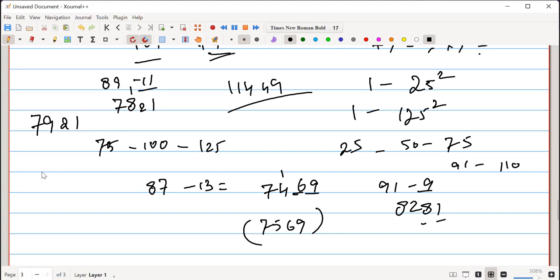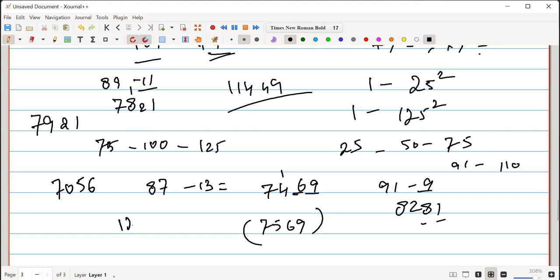If you are asking for 84 square, it is 16 less than 100. So I have to subtract 16. If I subtract 16, what would I be getting? 84 minus 16 is 68. 16 squared is 256. So I will raise to 70, 56. 7056 would be the answer.